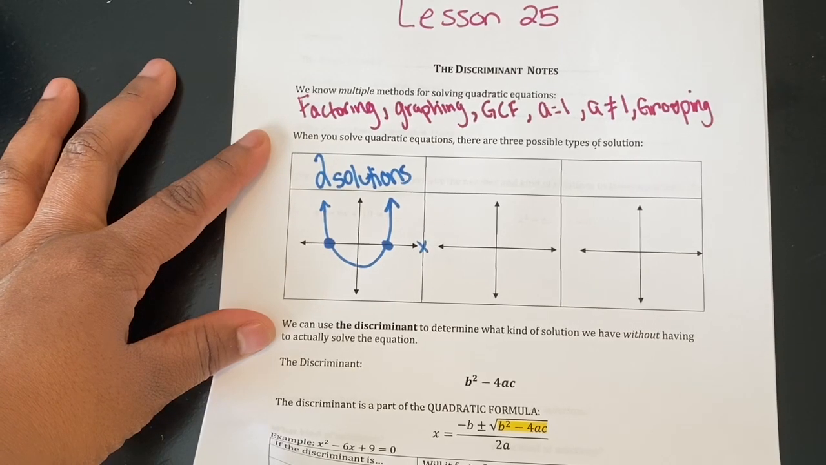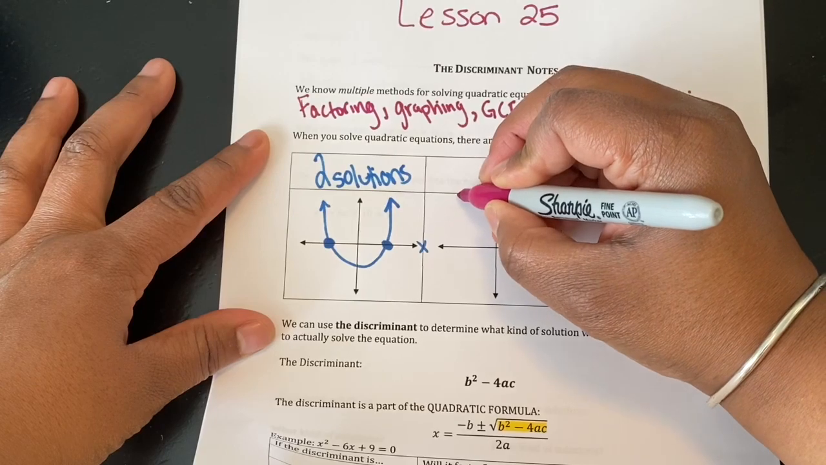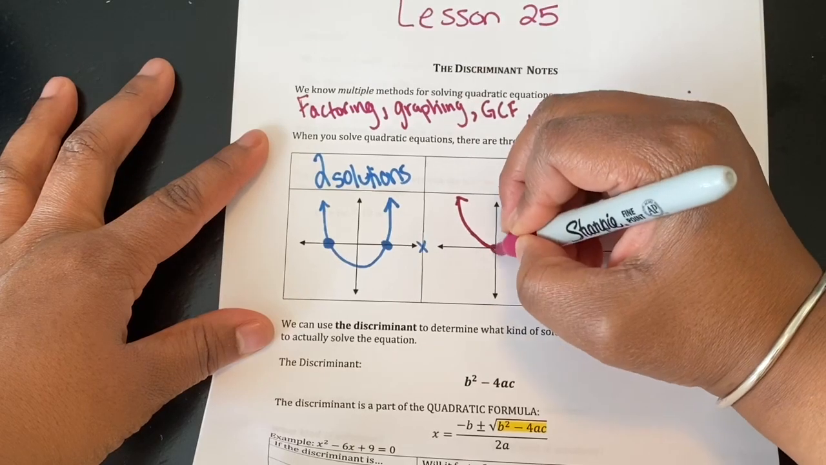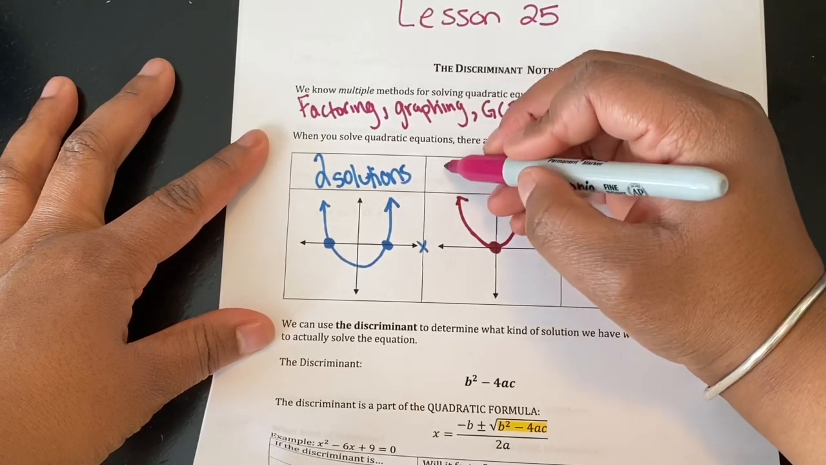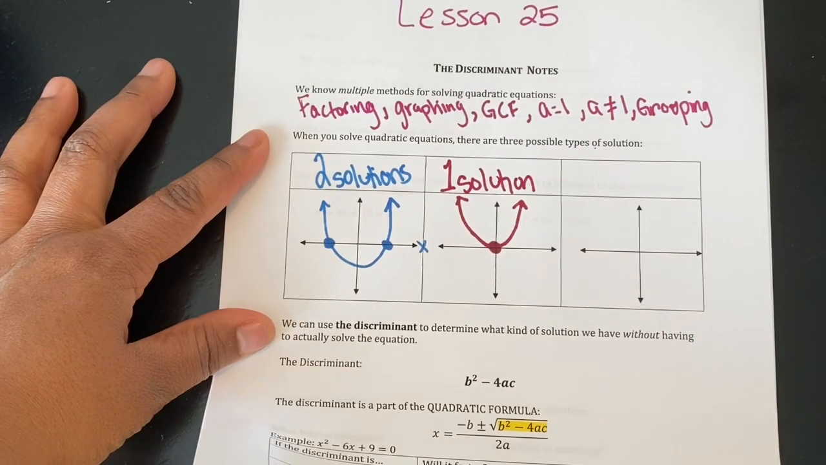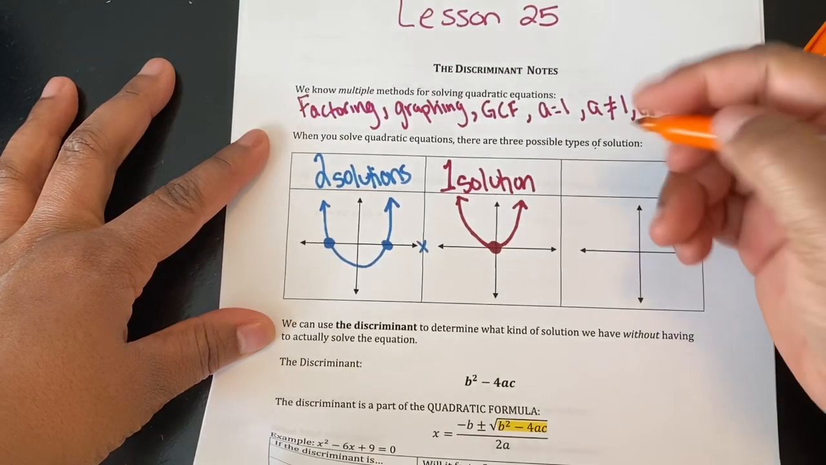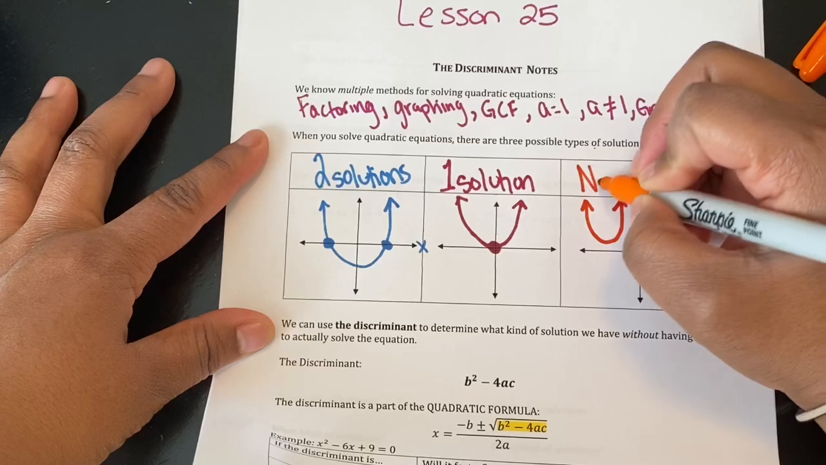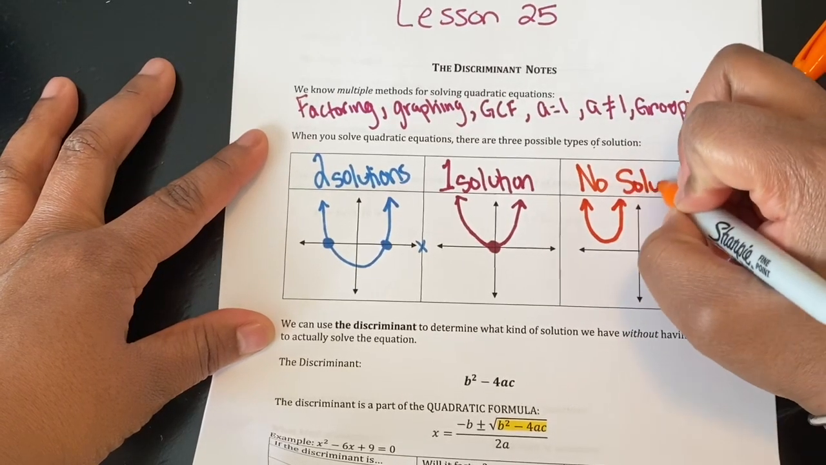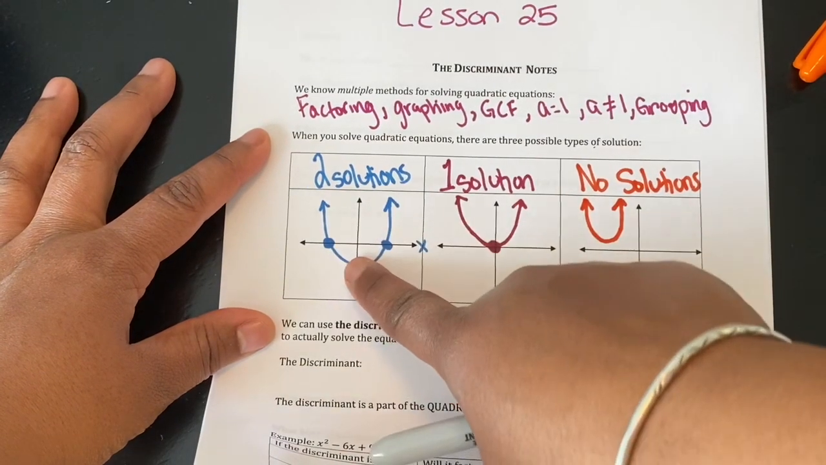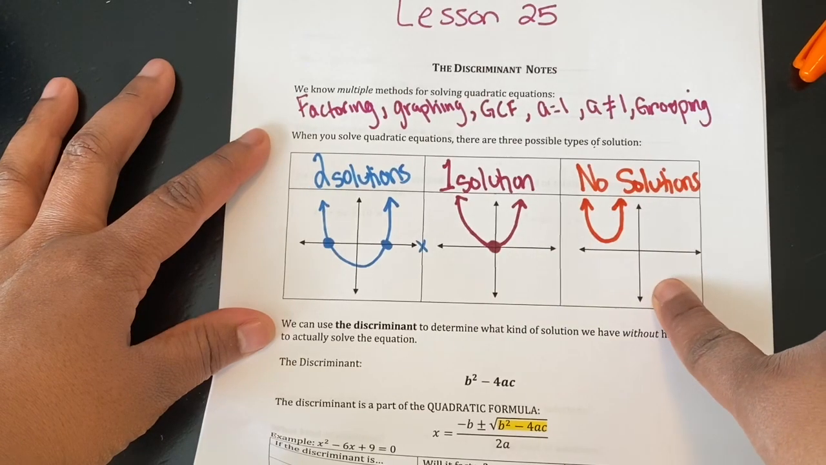You can also have one solution. And of course, the graph doesn't have to look like this, ladies and gentlemen. And you can also have no solutions, or zero solutions, which means that the graph does not touch the x-axis at all. So the options are two solutions, one solution, no solution.